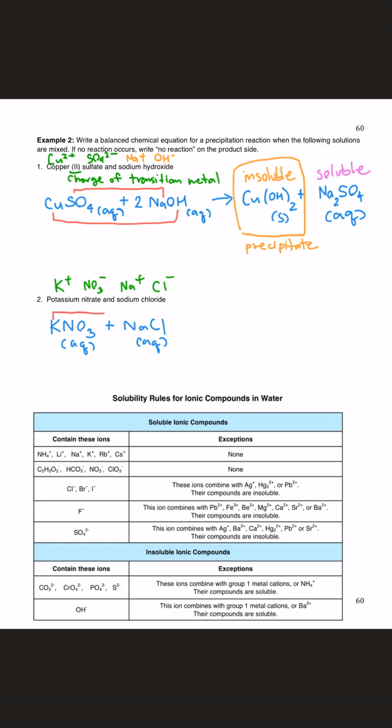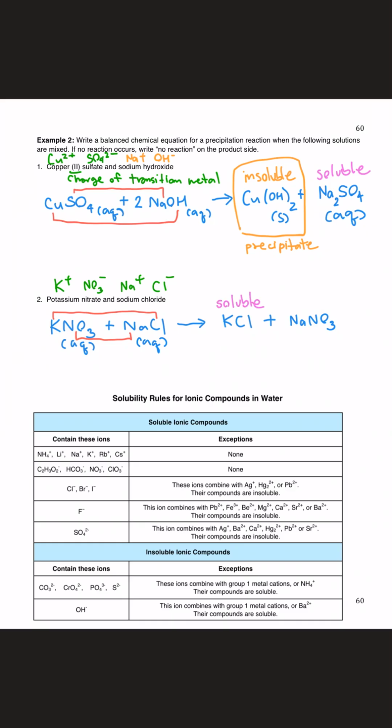Potassium will combine with chloride and sodium will combine with the nitrate. So the product would be potassium chloride and sodium nitrate. Next, determine the solubility of the 2 products. Potassium chloride, potassium ion is generally soluble with no exception. Therefore, potassium chloride would be soluble ionic compound.